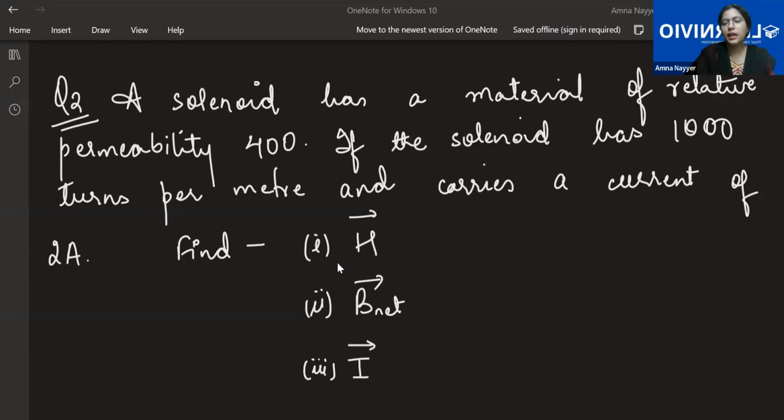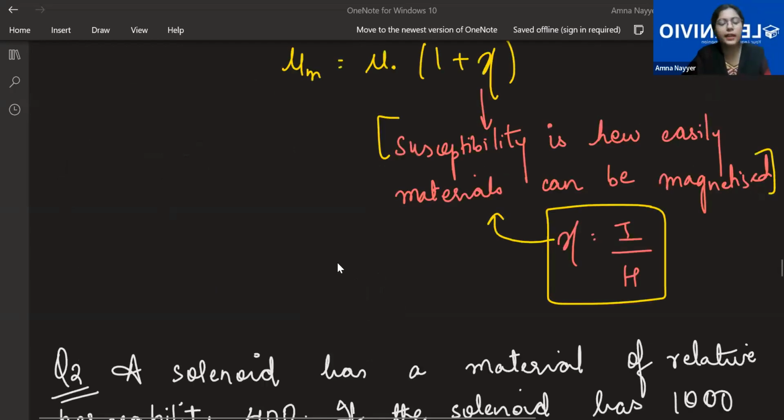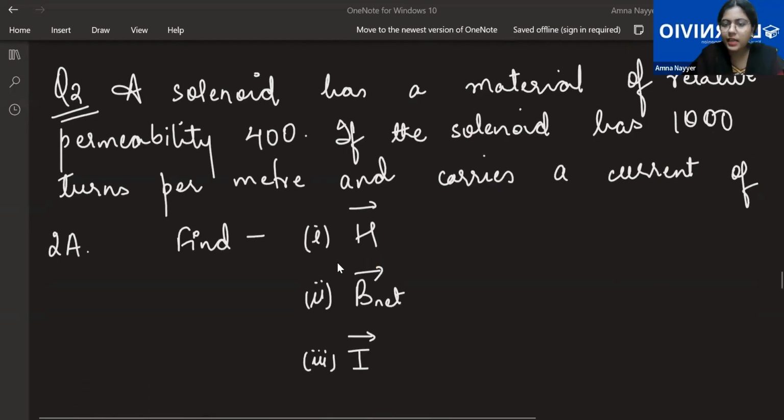Class acceptability part, this part you were able to write. So let's just practice a numerical based on this and move forward to the types of magnetic substances that we have, and then I'll start with the chapter.